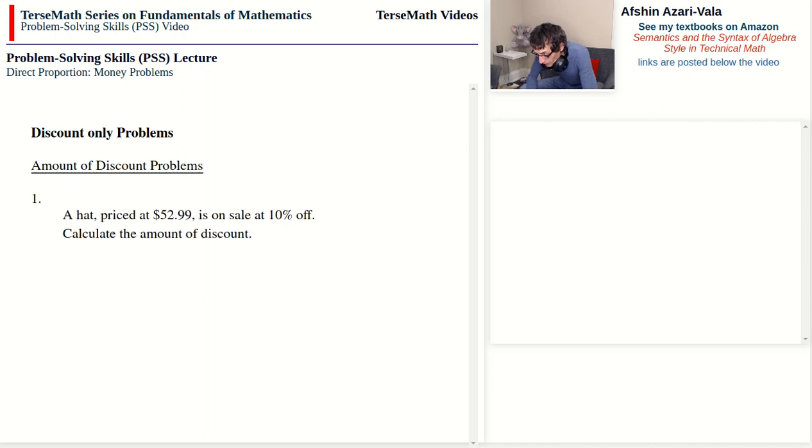Problem 1, a hat like this one, priced at $52.99, is on sale at 10% off. Calculate the amount of discount. And I think the key thing to understand here is the phrase where it says it's on sale at 10% off. Because this is a short way to say that the amount of discount is 10% of the price.